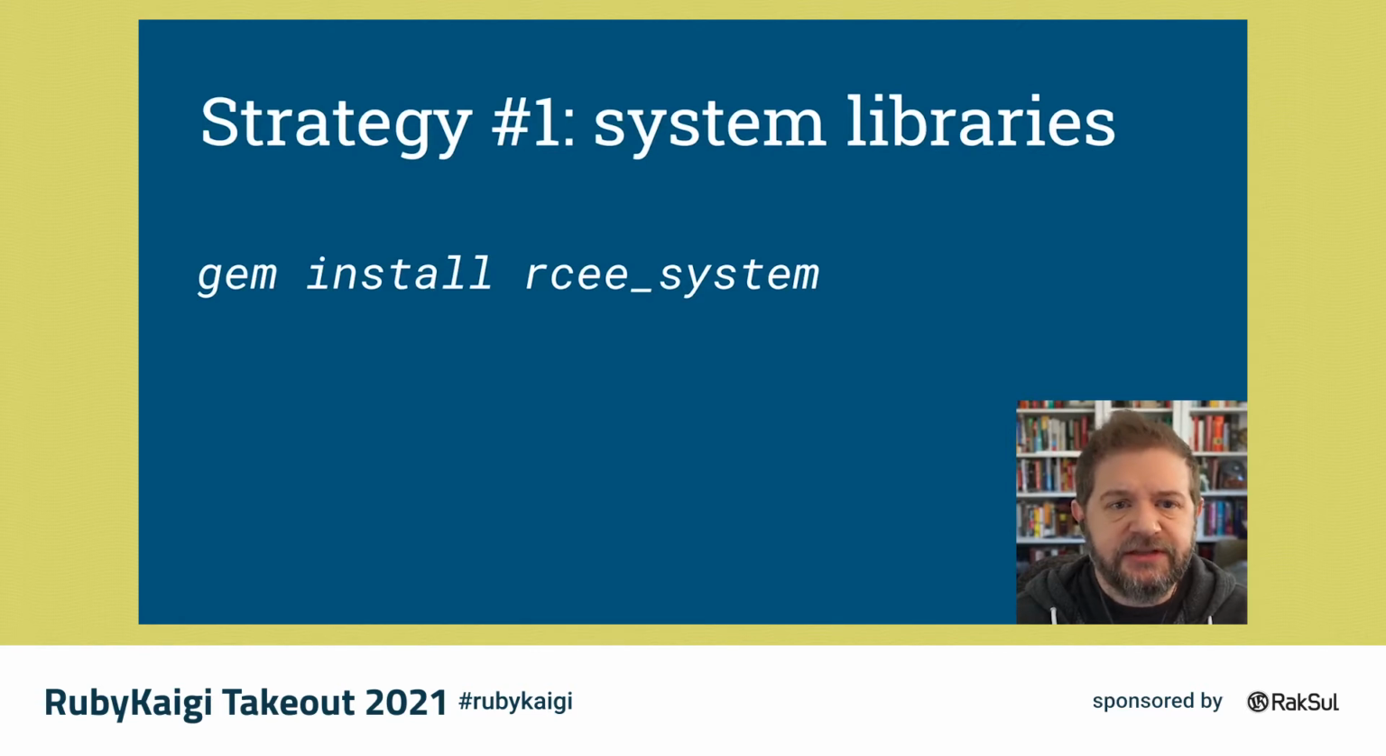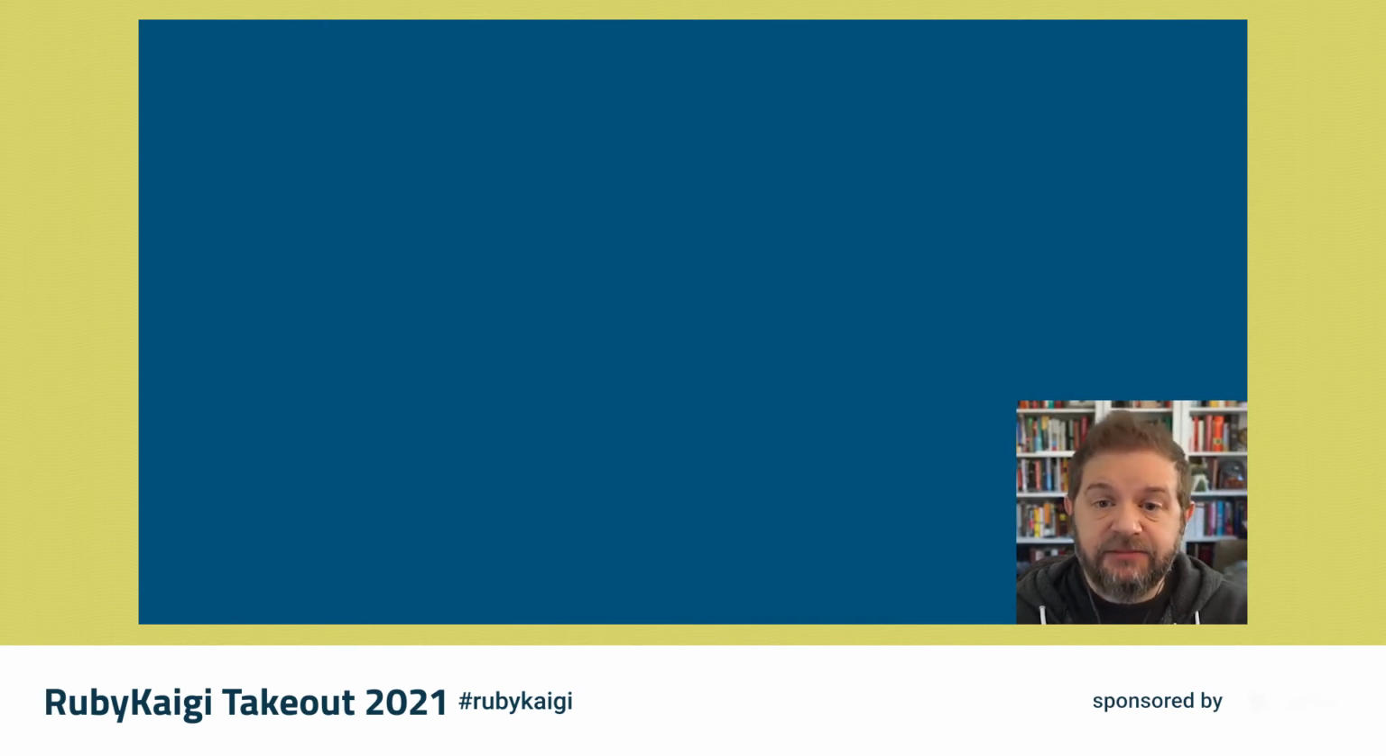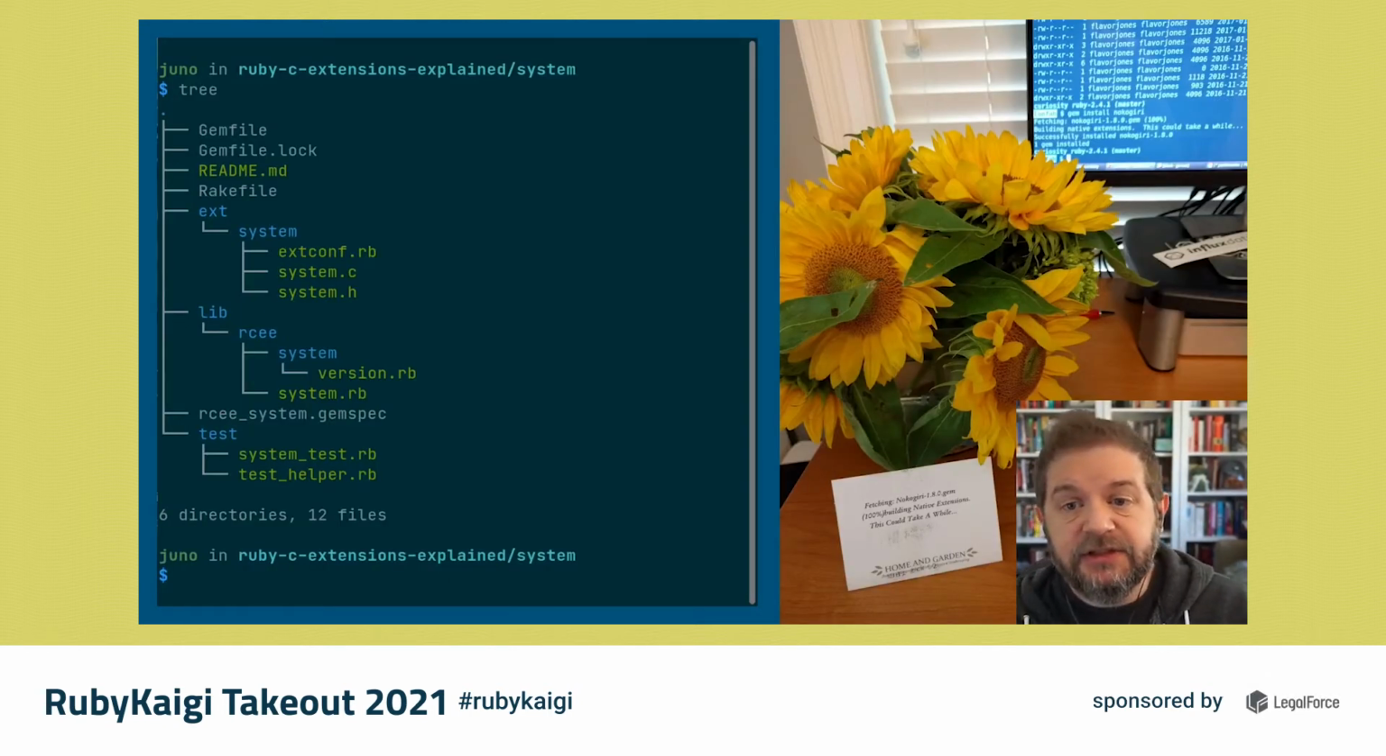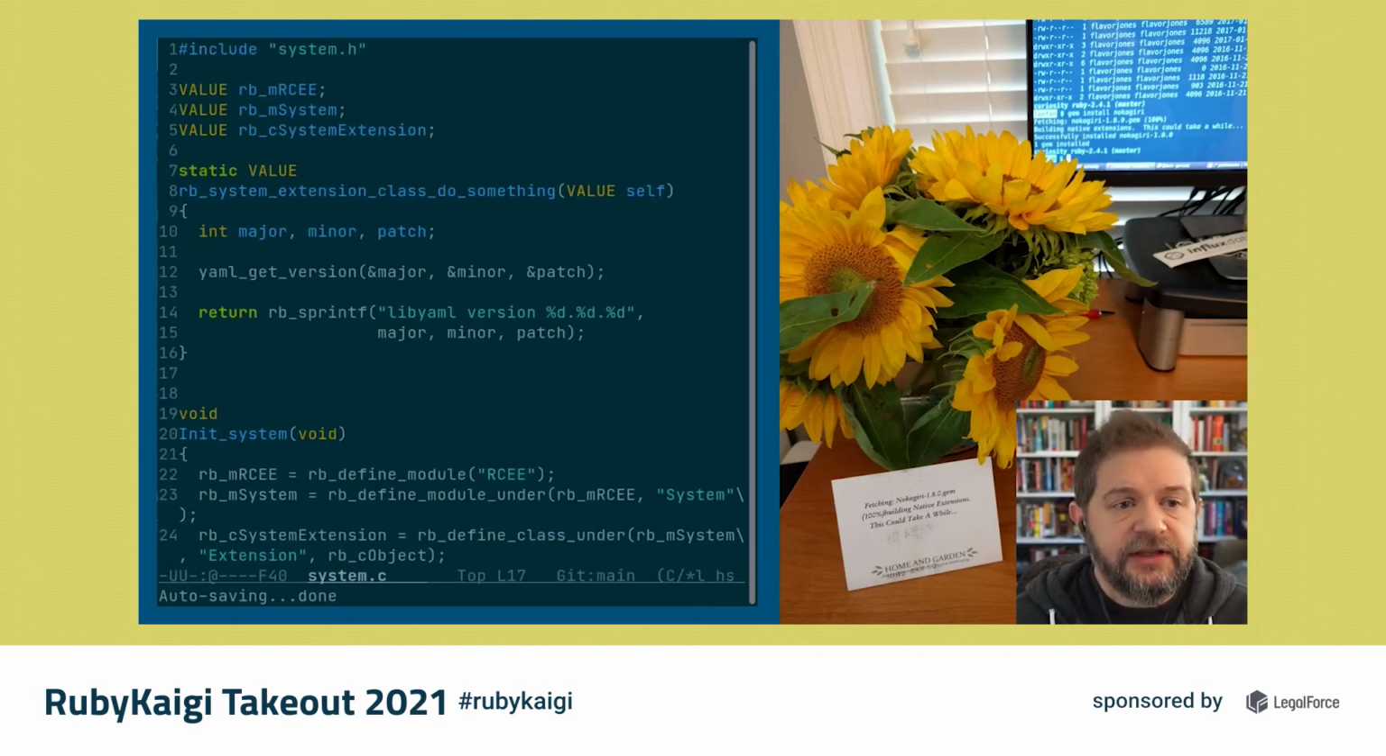Some gems, like SQLite 3 and RMagick, require that the user install third-party libraries on their system ahead of time. We'll call this the system strategy. I've created a gem named RCEE System to demonstrate how to find and use a library that's already installed. The library we'll use for all of these examples is libyaml. Looking at system.c first, we're calling the YAML getVersion function and returning the result in a string. That's pretty simple, but it's enough to demonstrate the integration works.